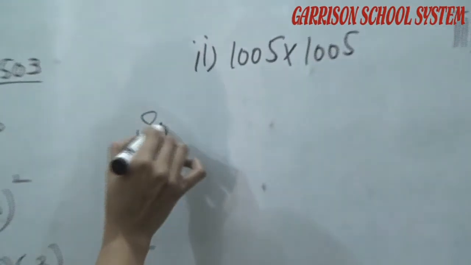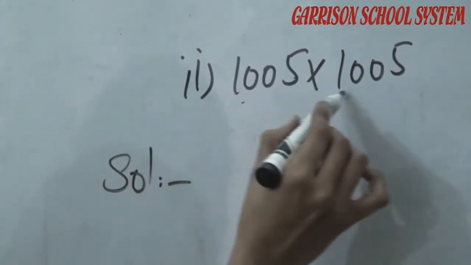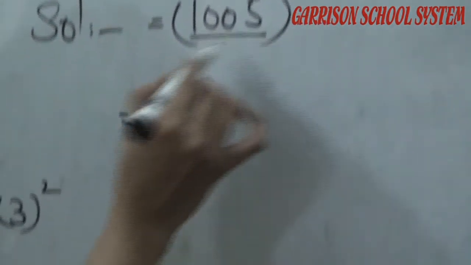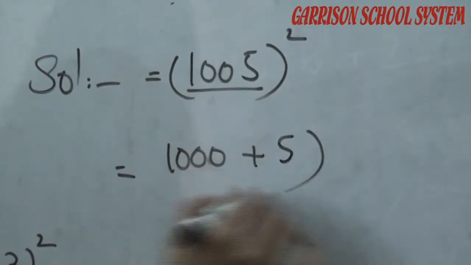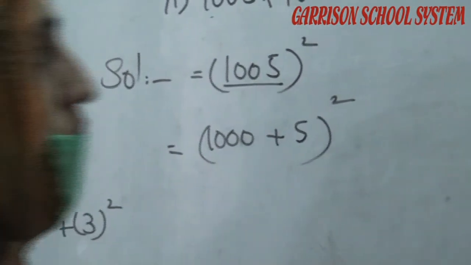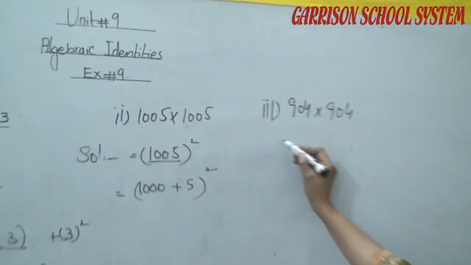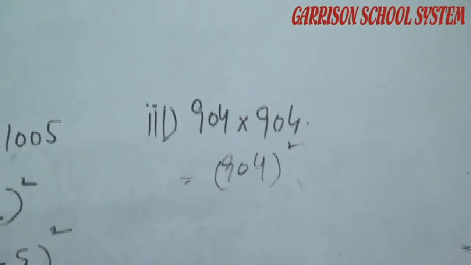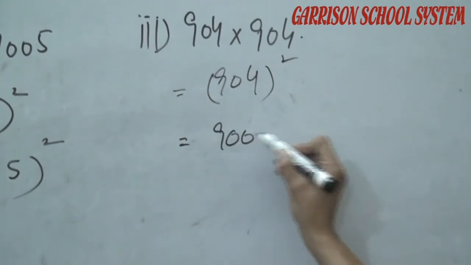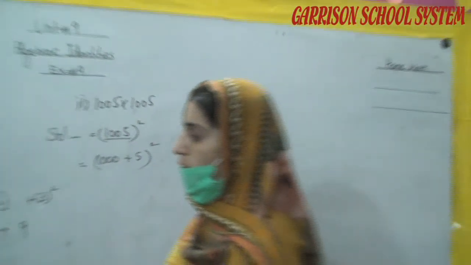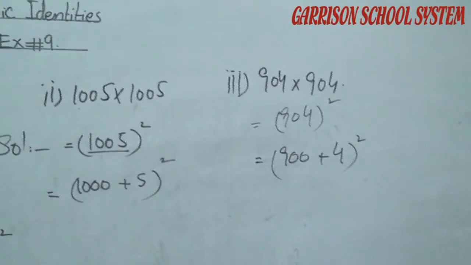Do the same practice. 1005 multiplied by 1005 means 1005 whole square. Then I will convert it in the two terms, 1000 plus 5, because according to formula here are the two terms. Then I will open it according to formula. Next you will solve it by yourself. And in third part it is also 904 multiplied by 904. It will become 904 whole square, and then I will convert it in the two terms, (900 plus 4) whole square, and then we will open it according to formula, and we will find the value of this.